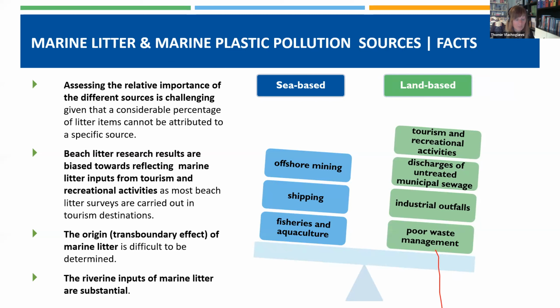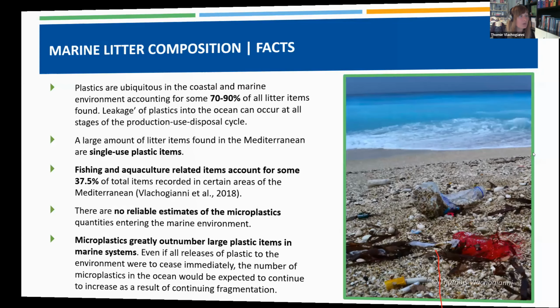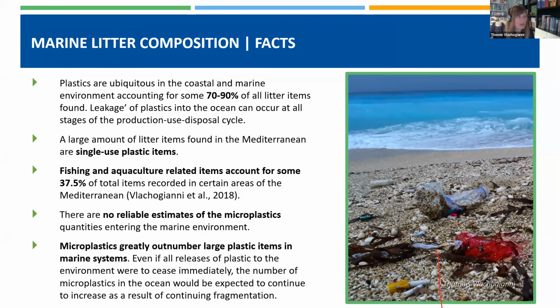So moving on from these sources, when it comes to the composition, basically the majority of marine litter is made of plastics. This is 70 to 90%. And basically, this is simply because the majority of products that we use in our daily lives are made out of plastic. So it makes only sense to find plastics in the coastal and marine environment. And this leakage of plastics occurs at all stages of the production, use, and disposal cycle.